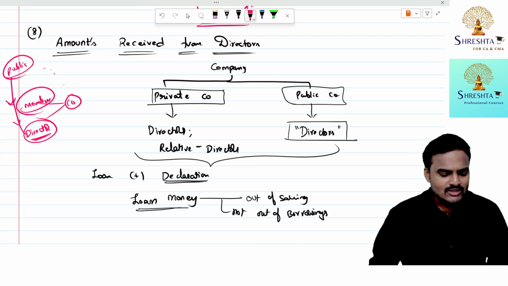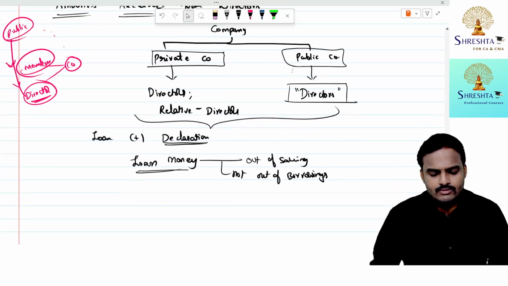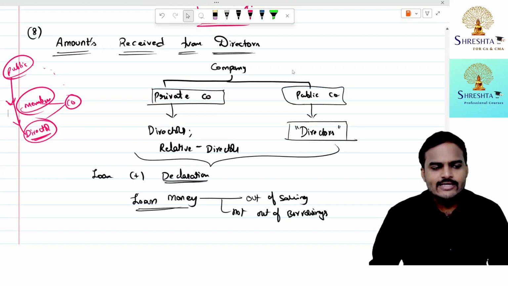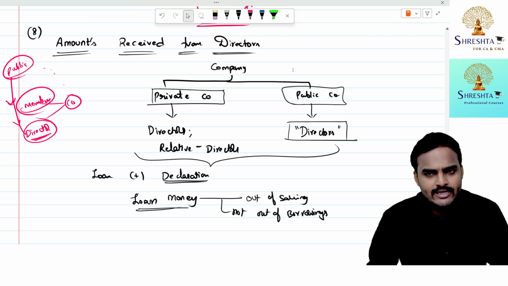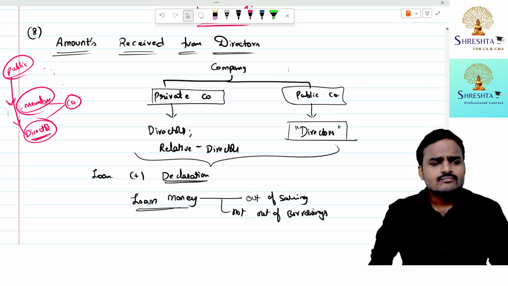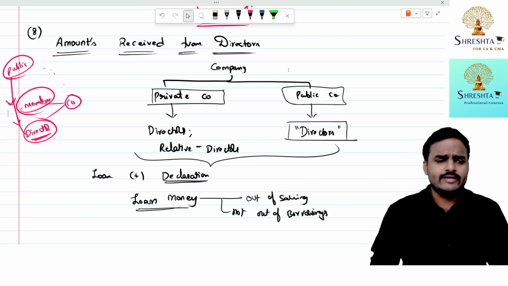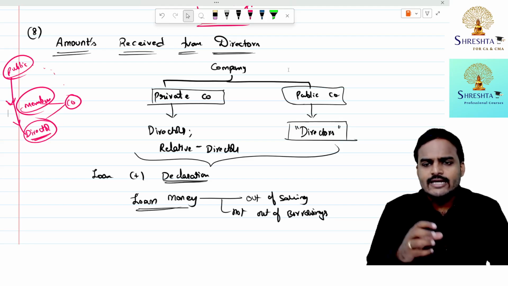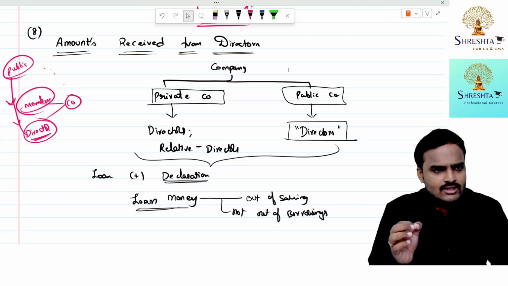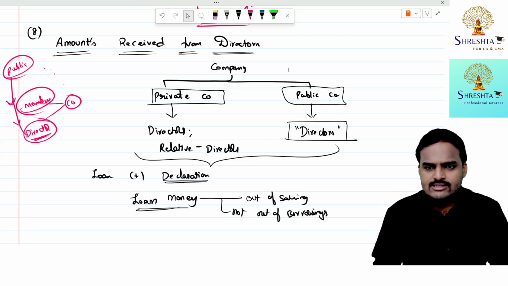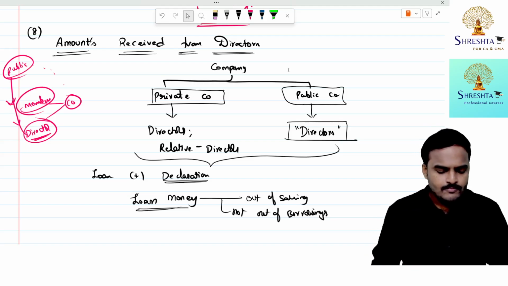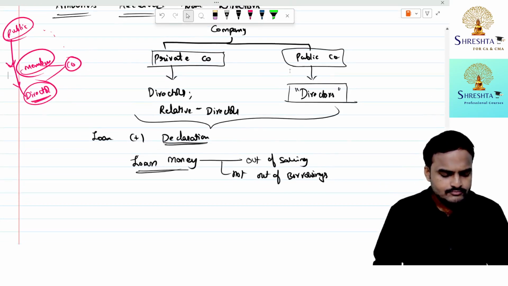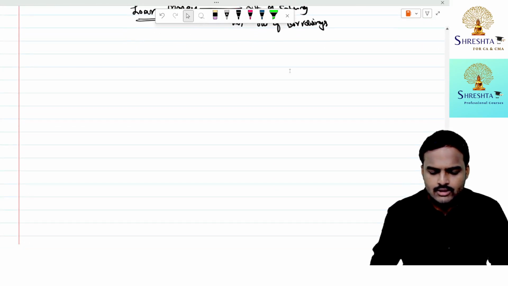Okay, next one. Amounts received from directors and relatives of the directors of a private company, I discussed with you. So when is it not treated as a deposit? If an amount is received from the director or relative of the director of a private company, or only directors of a public company, provided a declaration duly signed by the director or relative of the director is given. If these conditions are satisfied, it is not a deposit. Next one. So 8 points I completed. Next point.